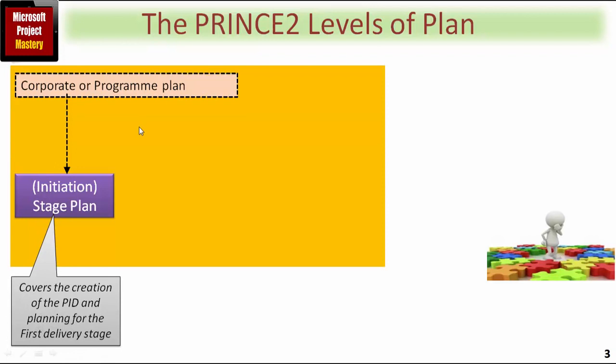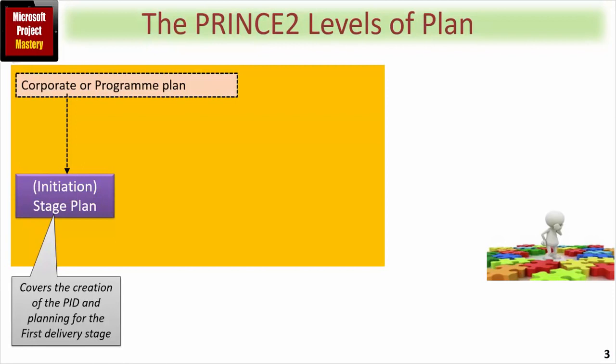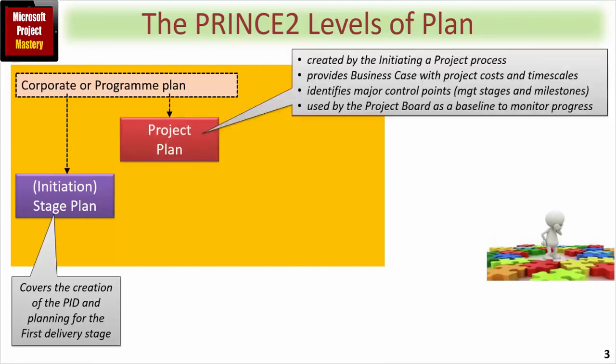Coming within Prince2, you have the first stage plan, which of course is always the initiation stage. And this would cover the creation of the project initiation documentation and of course planning for the stage after that, which would be the first delivery stage. In small projects, it may be the first and last delivery stage. The project plan, of course, itself, created within the initiating a project process.